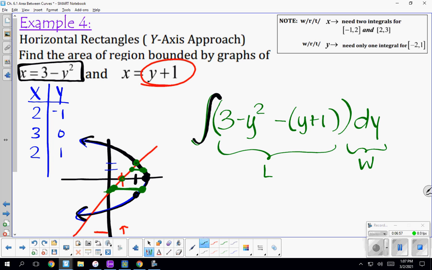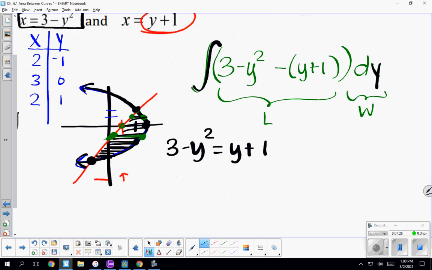I just need to make sure now, since I'm going with respect to y, that my bounds are y values. So my first rectangle occurs way down here at this point where they cross. And my last rectangle is going to be up top at the point where they cross. And since there was no point of intersection given, I do need to find that by setting my equations equal to one another. So 3 minus y squared equals y plus 1 will give me their points of intersection. And you should hopefully see that we actually already know this one just because we made those tables.